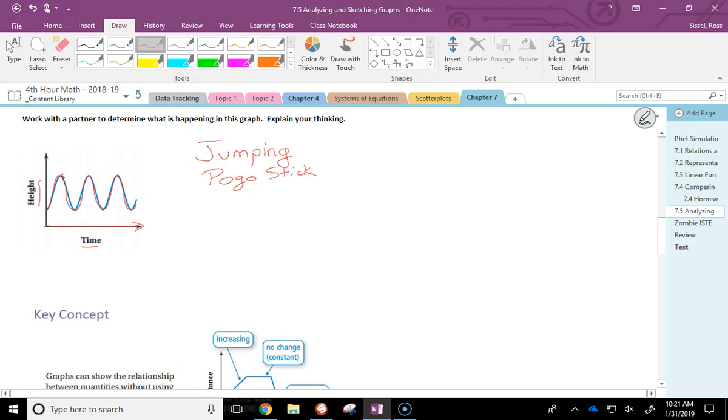Maybe this is a person working out. So they're standing there with the bar, and they're doing squats. They go down, and then they push it up. And then they go down, and then they push it up. The thing that's important to notice is that my height, the top part, every single time, starts at the exact same height.